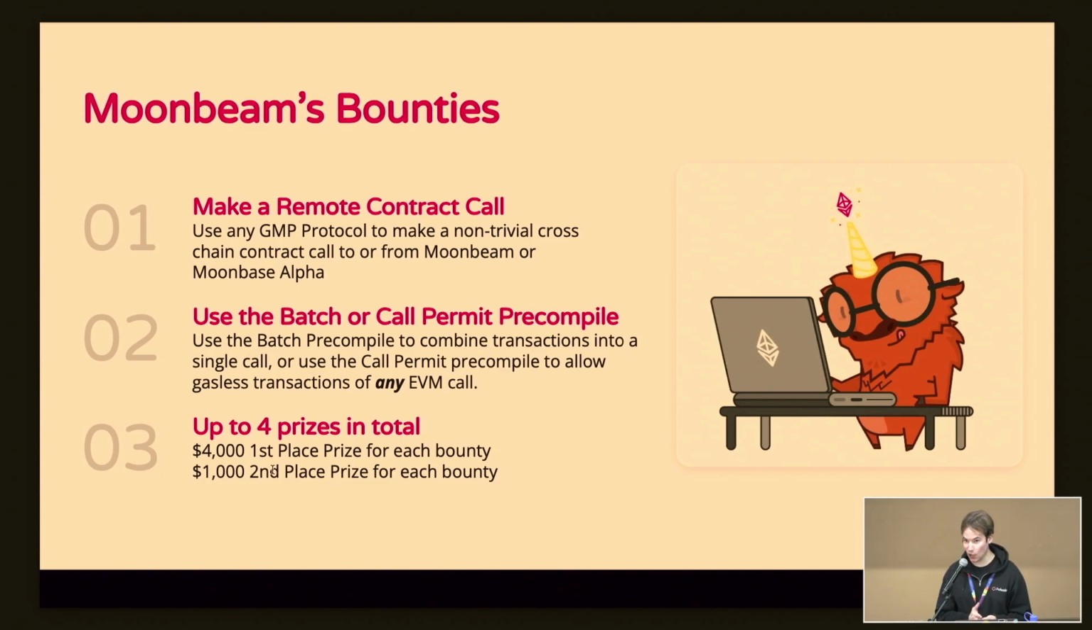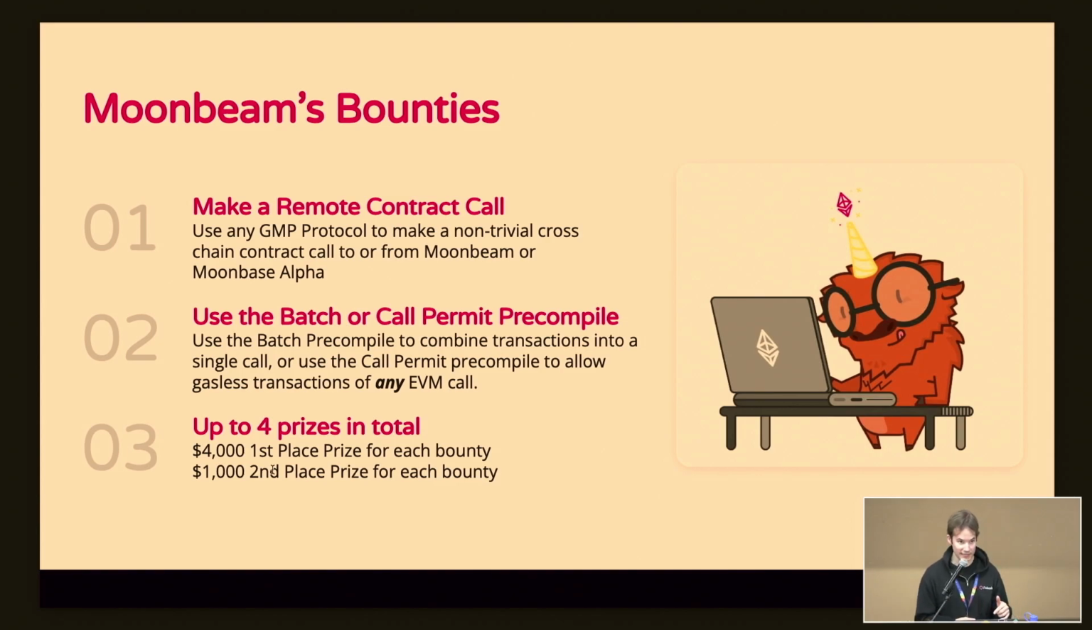The next one is the call permit precompile, and this allows you to turn any EVM call. The user can sign it and authorize any EVM call, and then this could be dispatched via a provider like Biconomy. And we have a couple ideas here. You can build anything you want, but just to kind of get you thinking, you could build an auction, you could build a dead man switch. There's tons of options.